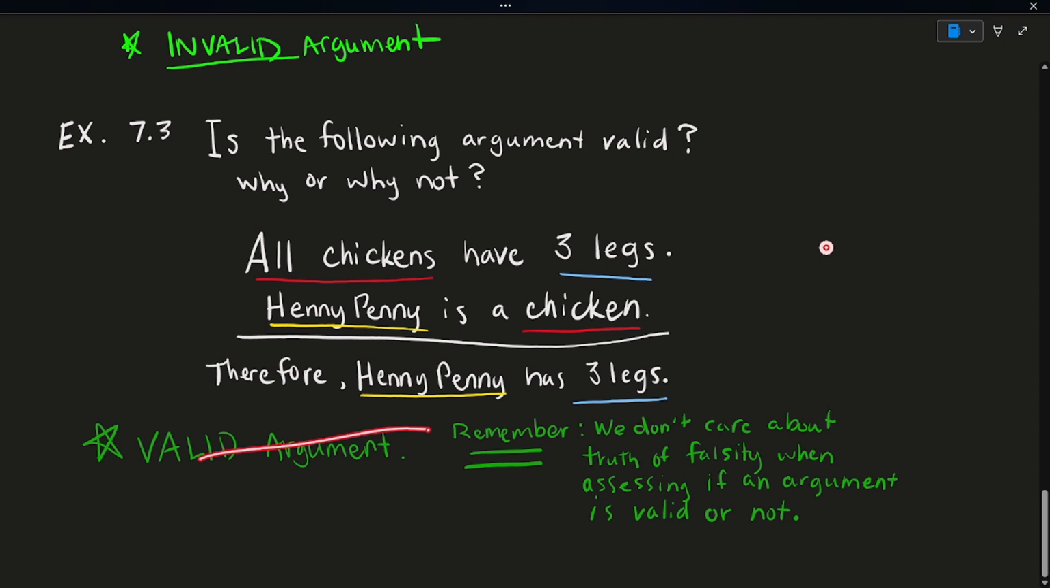And remember, we're not going to care about the truth or falsity when assessing if the argument is valid or not. We know that chickens typically have 2 legs. If they had 3, I guess B-dubs would be in business and they could probably sell chicken legs cheaper. Supply and demand, right?